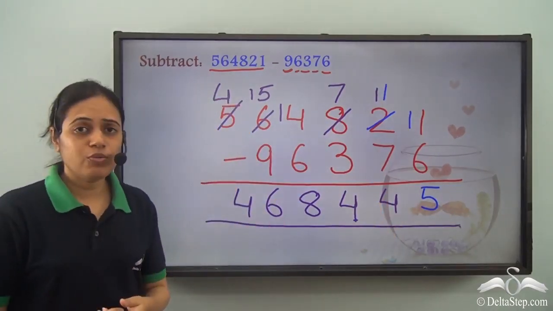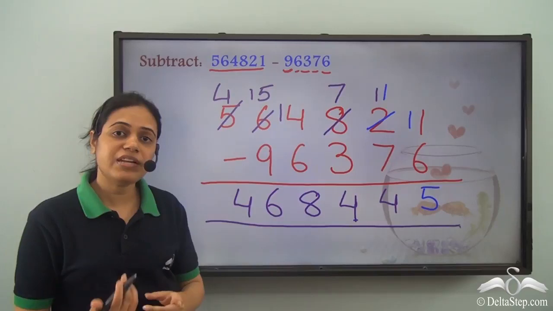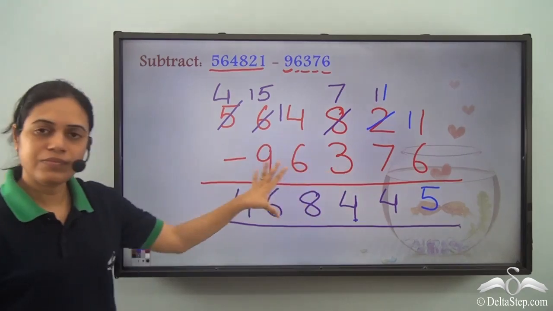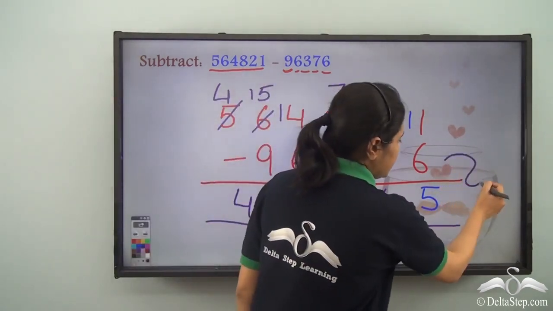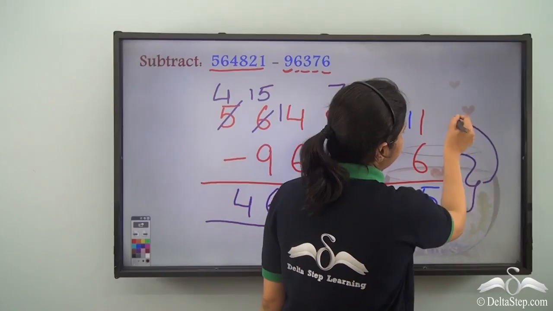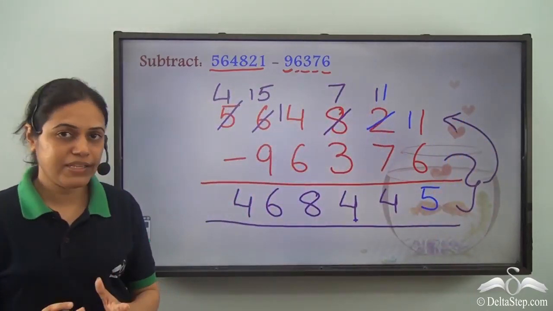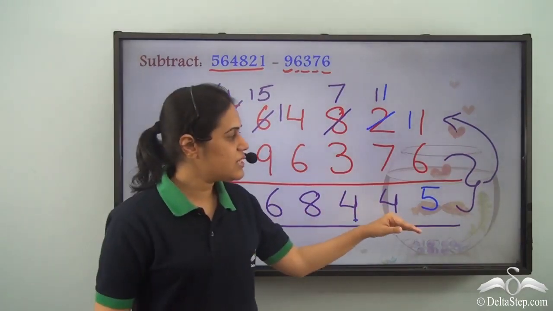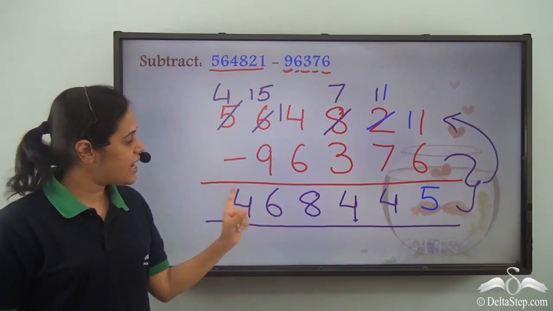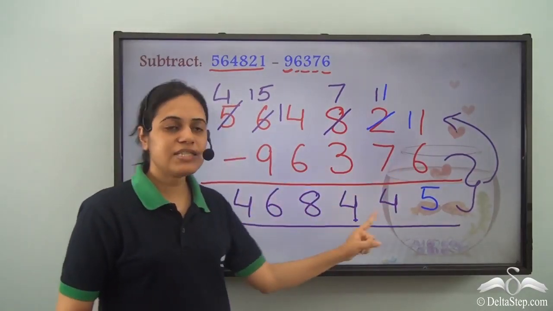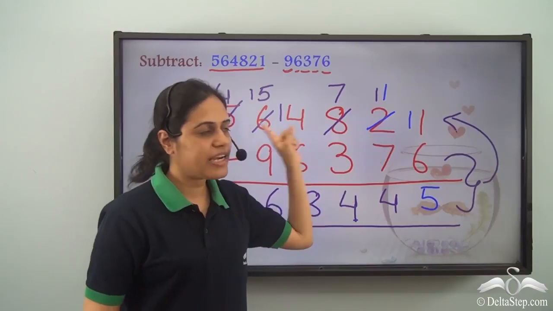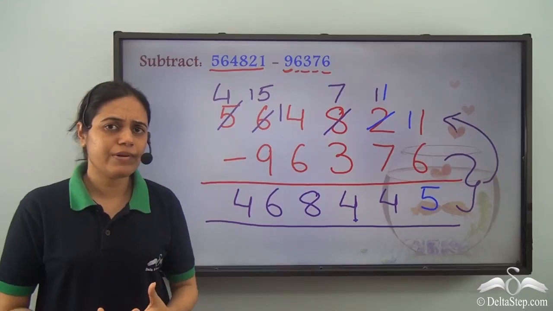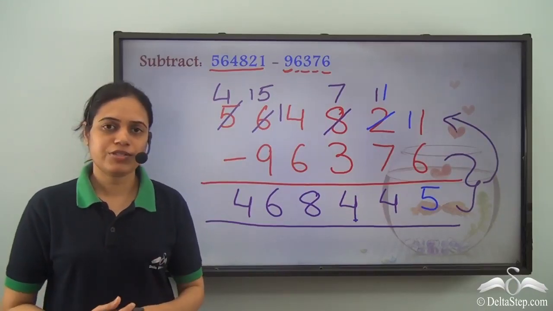Now, when you are doing a subtraction, you can very easily check your answer. How? Add these two numbers. So add these two. If you get this as your answer, that means you have performed the subtraction correctly. That is, your answer is correct. So take it as an exercise. Add this number to this number and see whether you are actually getting this number. And this is how you can subtract any two numbers containing any number of digits.